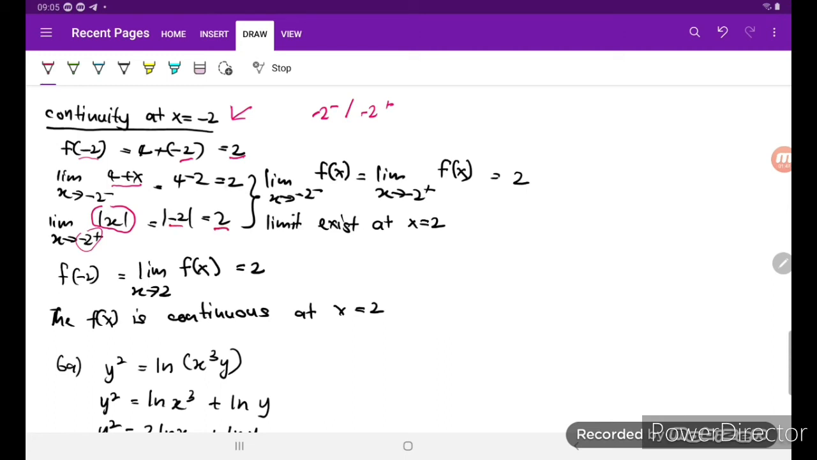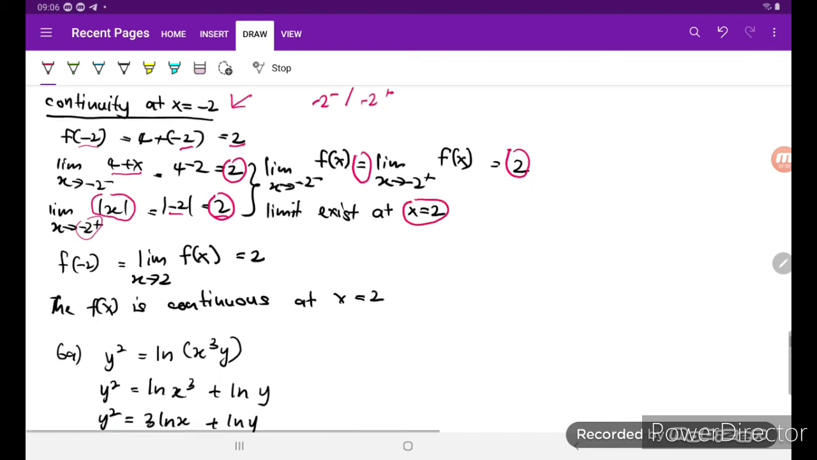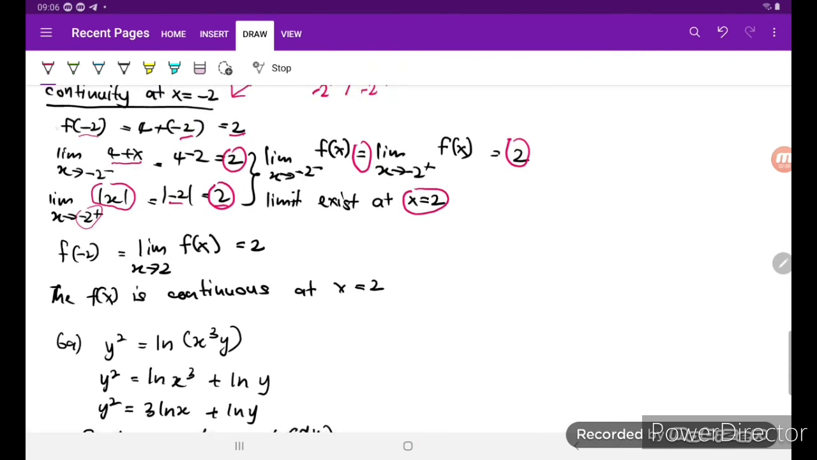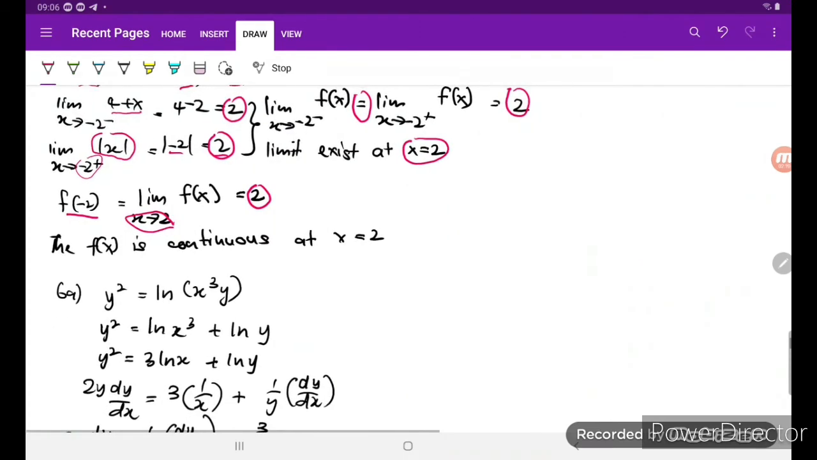So if you look here, the answer will be the same for negative 2 plus or negative 2 minus. Because it is the same 2, the limit exists at x equals to negative 2. And then you look here, f(negative 2) is the same as the limit when x approaches negative 2, which equals 2. So we conclude that the function is continuous at x equals to negative 2.